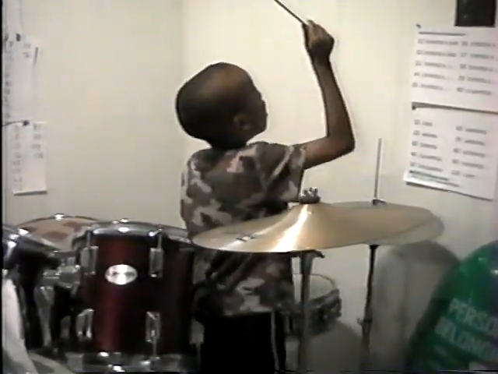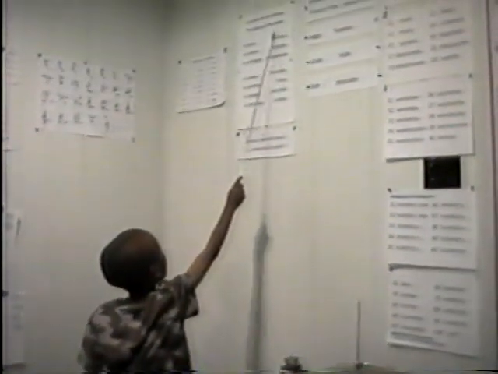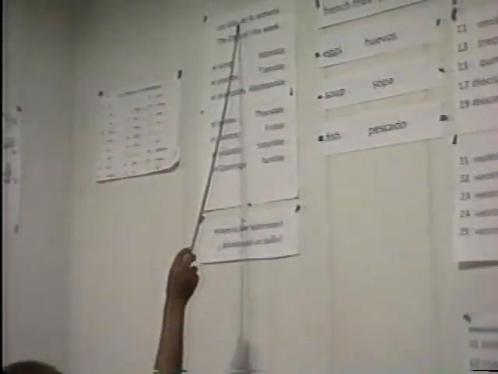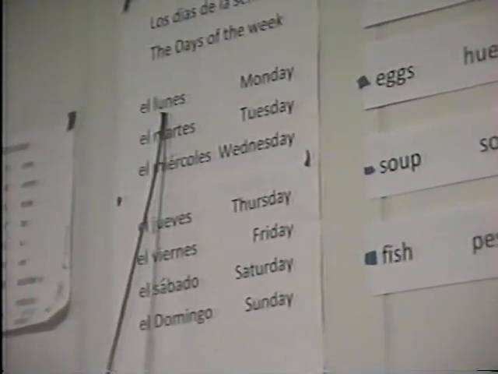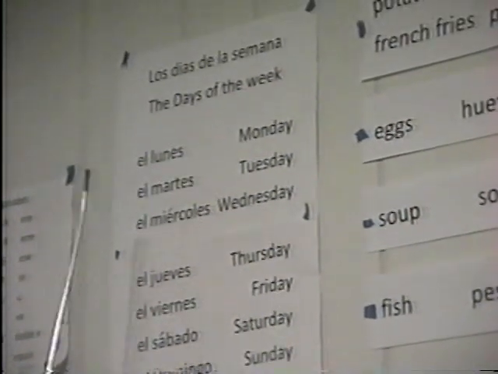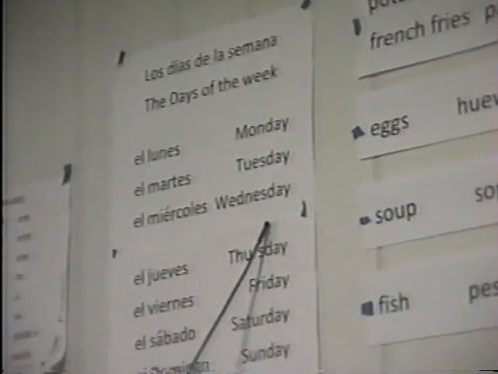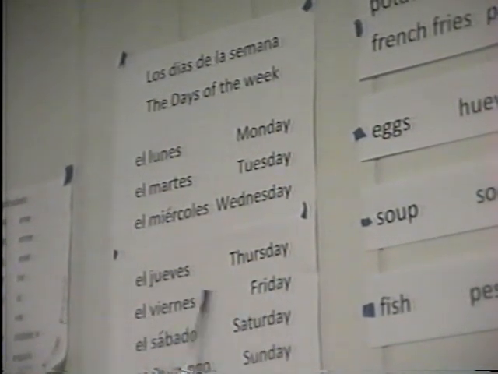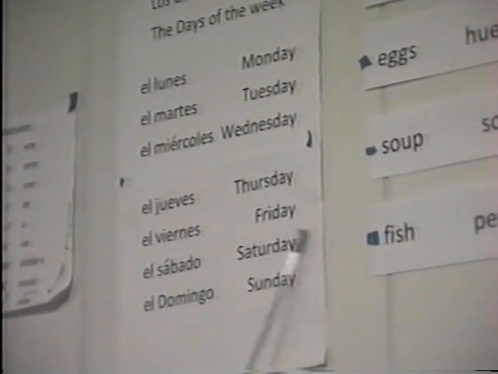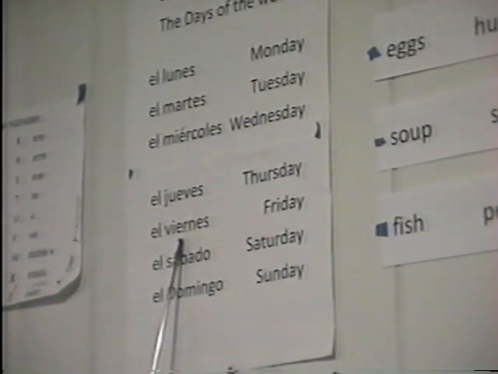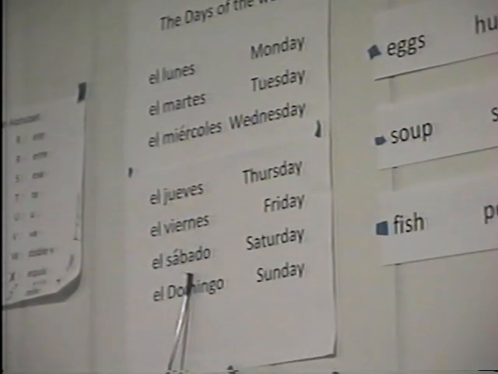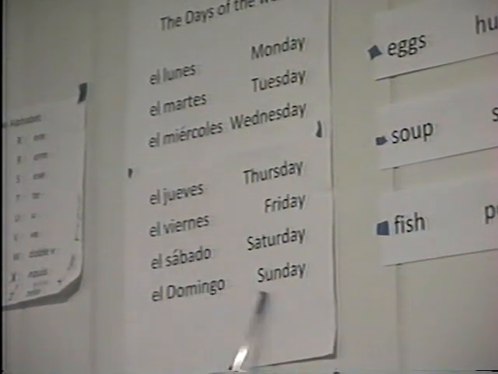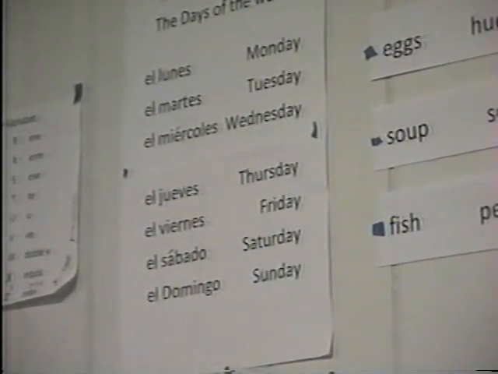Start with the days of the week. Come on, say the days of the week in Español. Los días de la semana. Monday, el lunes. Tuesday, el martes. Wednesday, el miércoles. Thursday, el jueves. Friday, el viernes. Saturday, el sábado. Sunday, el domingo.